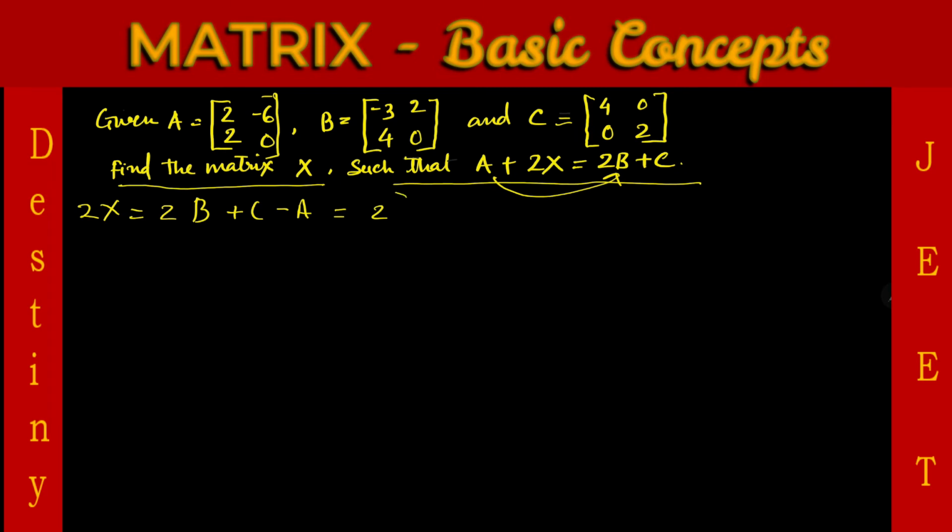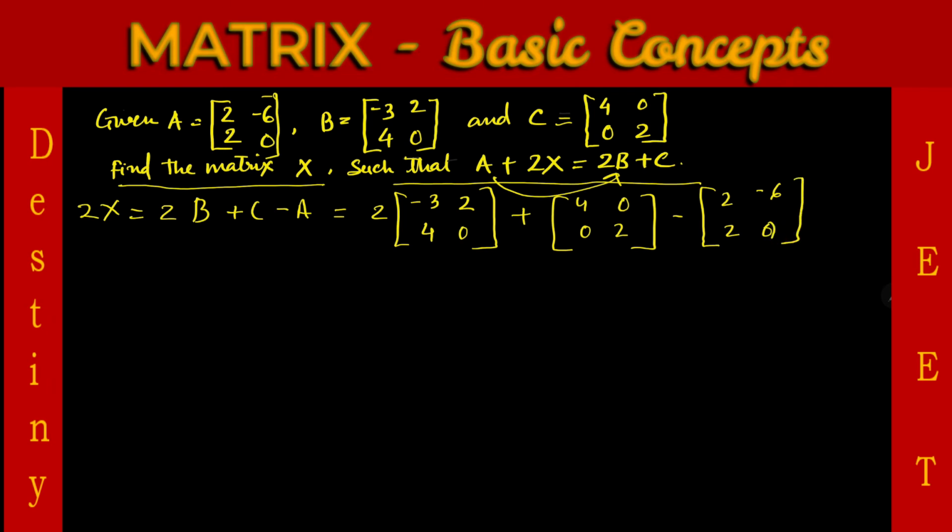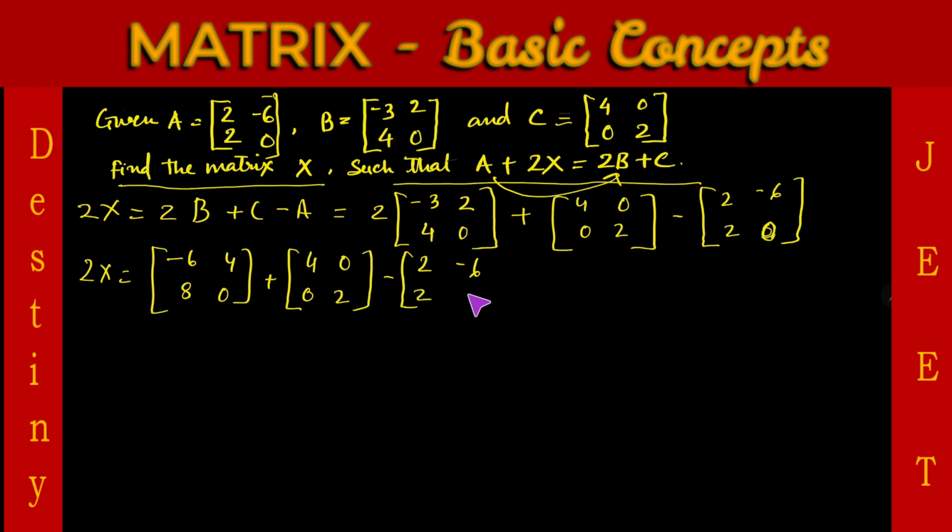What does it give? 2 into [-3 2; 4 0]. These are the elements of B. Then we have plus C, elements of C, [4 0; 0 2], and next subtract elements of A. Next we add and subtract these. 2X is equal to, multiply first these elements with 2, [-6 4; 8 0], plus the same copy of C, [4 0; 0 2], and next minus A, [2 -6; 2 0].